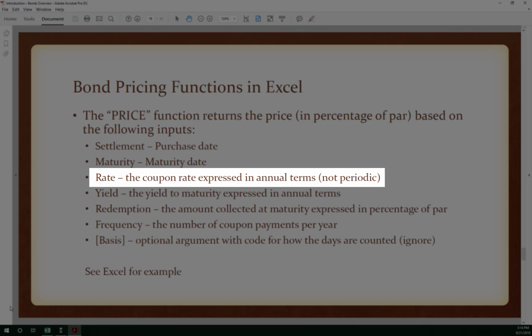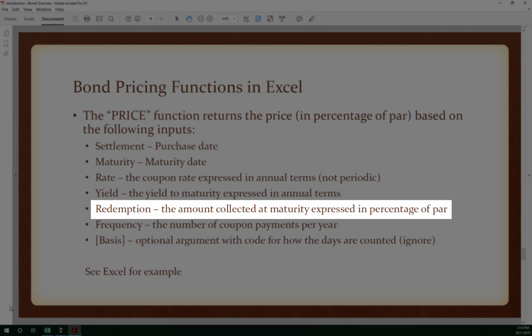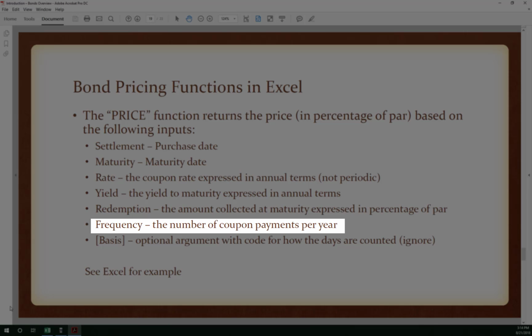That's expressed in annual terms, so we're not going to put in the periodic payment amount, but the annual payment of the coupon. The yield, again, is expressed in annual terms, so this would be the discount rate that we would use. Redemption is the amount collected at maturity, and this is very important. It's expressed in the percentage of par, so typically that's going to be 100. The frequency, the number of coupon payments a year, so our default assumption is 2 there.